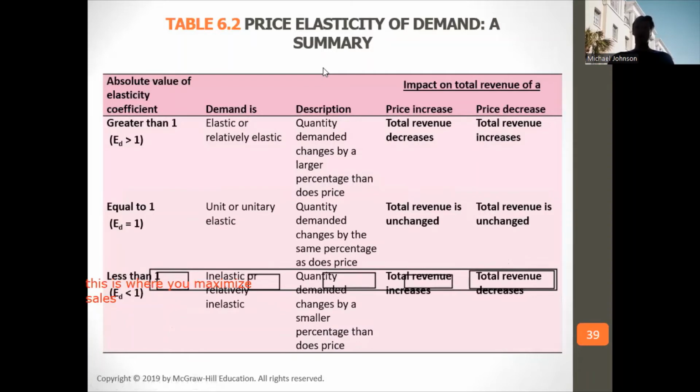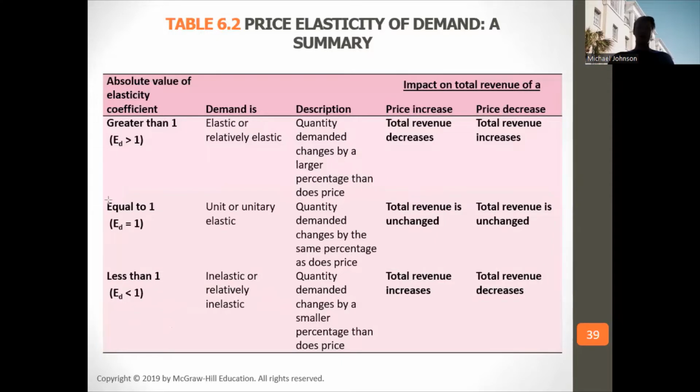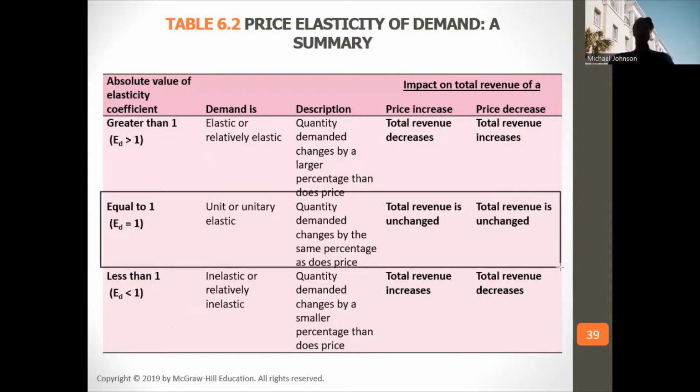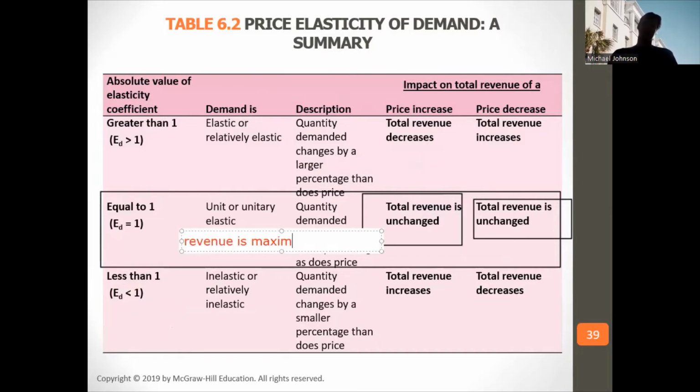In the middle here, when it's unit elastic, quantity demanded changes by the same percentage as does price. Total revenue is unchanged. So this is where revenue is maximized. Revenue is maximized here. So you want to get in the middle. You want to get where it's unit elastic.